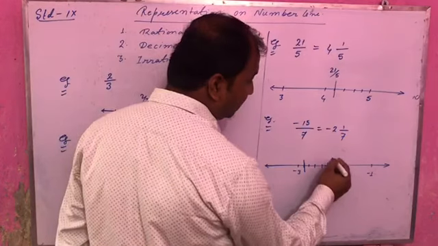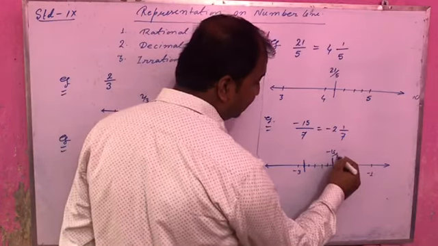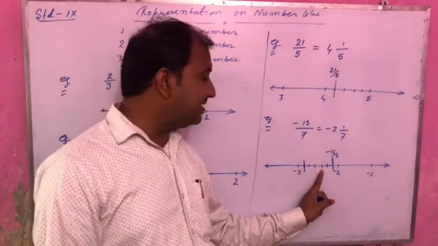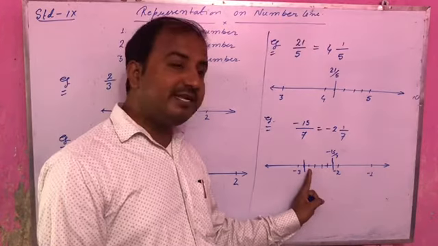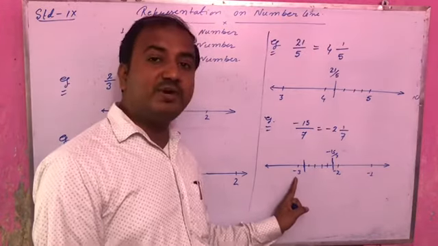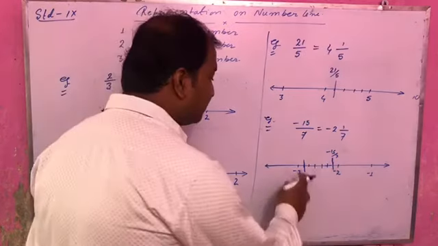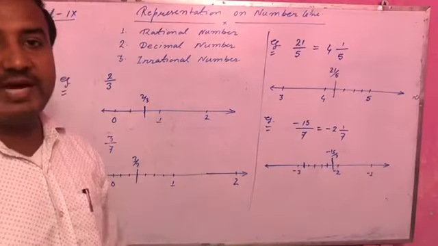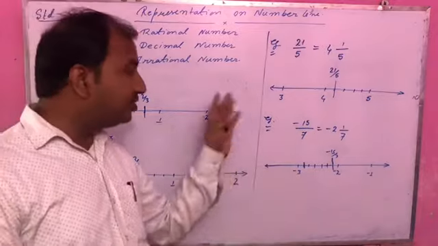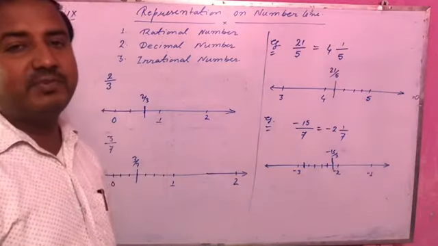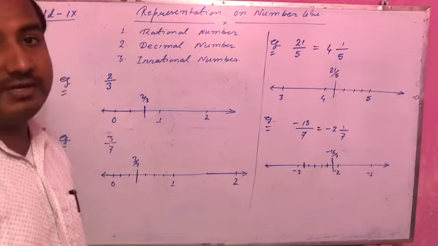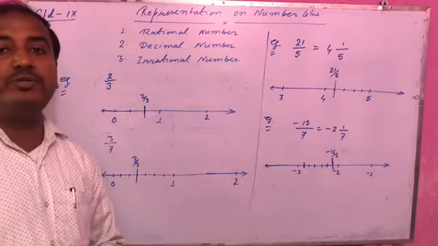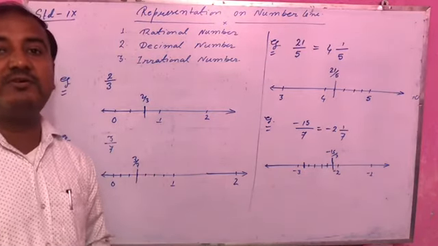Means this one is what? This one is minus 15 by 7. If you have some confusion, this is minus 16, minus 17, minus 18, minus 19, minus 20 and minus 21 by 7 means minus 3. Means the representation is absolutely correct. By taking these examples, you can represent the rational number on a number line. Any doubt? And after this, we will discuss how to represent a decimal number on a number line.